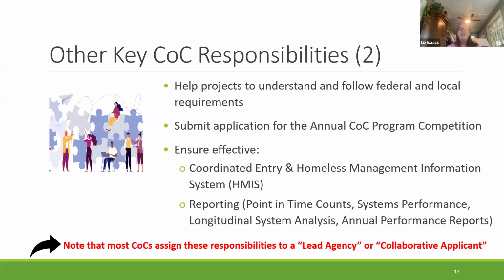Also, the CoC needs to make sure that coordinated entry exists, and Sarah just gave us some good information on that, and that there is a homeless management information system to ensure that we have data on all the folks that we're serving so that we can serve them efficiently, effectively, and share that critical information.